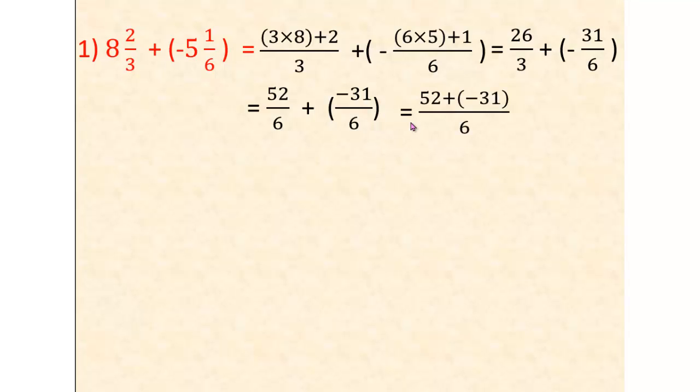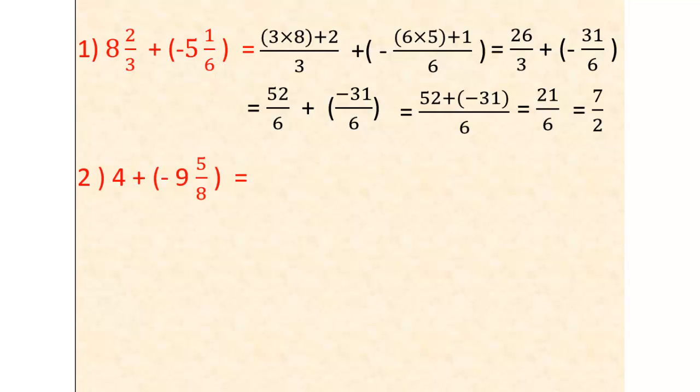which equals 21 over 6. We have the same denominator as it is, and add the numerators 52 plus negative 31, which will give me 21 over 6. And remember, 21 over 6 is not in the simplest form. Still, I can divide both of them by 3 and have 7 over 2.